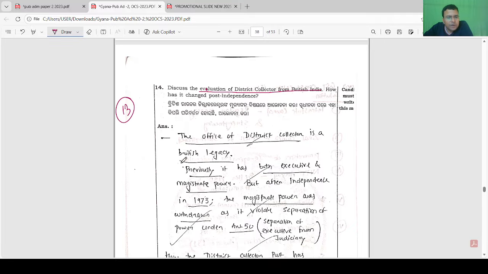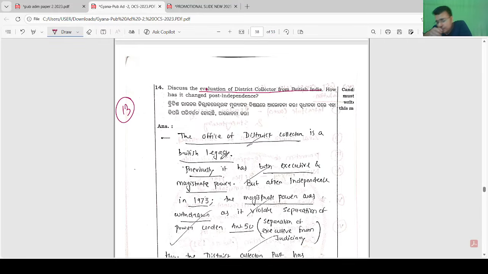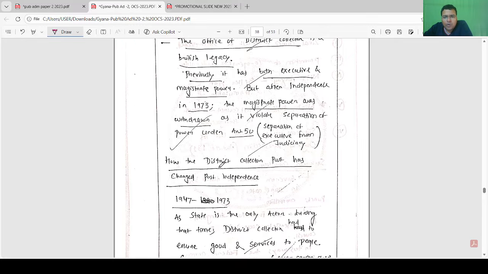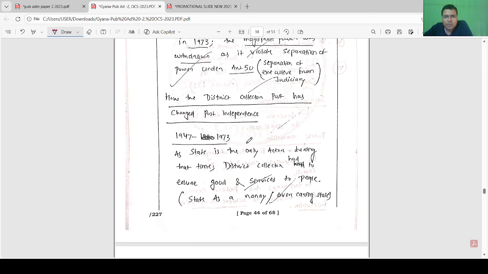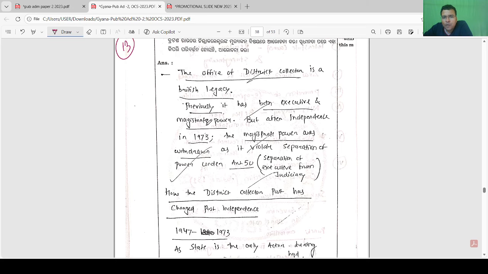The office of DC is a British legacy. Previously it had broad executive and magistrate powers, but he needs to write which British Governor General started the office of DC. After independence, the magistrate powers were withdrawn because they violated the concept of separation of powers. Yes, the district collector changed post independence. But before independence, he needs to write more.